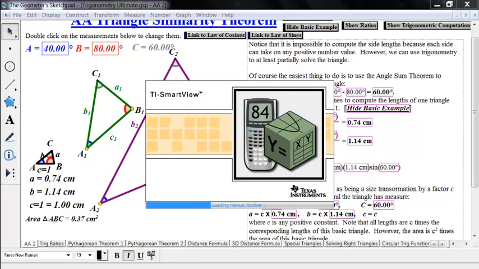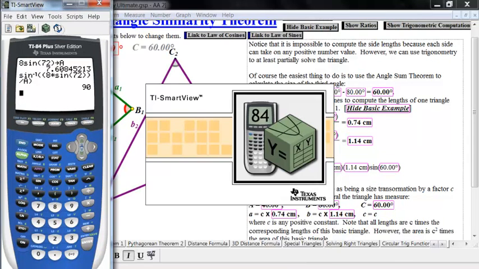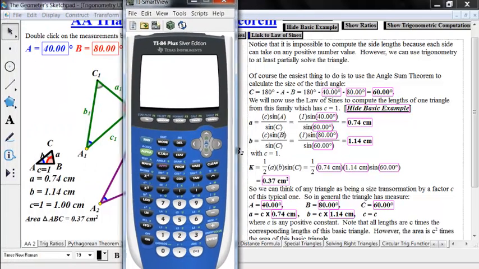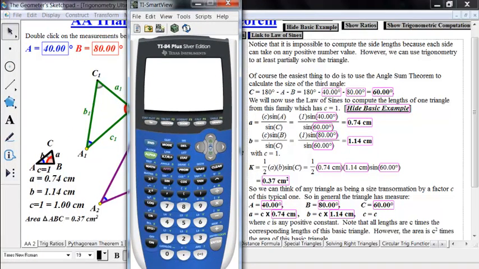And I'm not going to do every one of these on the calculator. I'll let you check them yourself. So you can pause the video at any point if you want to check these out. So let's see, we're in degree mode, which is fine for the moment. And so we're going to do sine of angle A, which was 40 degrees, and divide that by sine of angle C, which is 60 degrees. And this should give us side a, which is that. Let me store that as A.